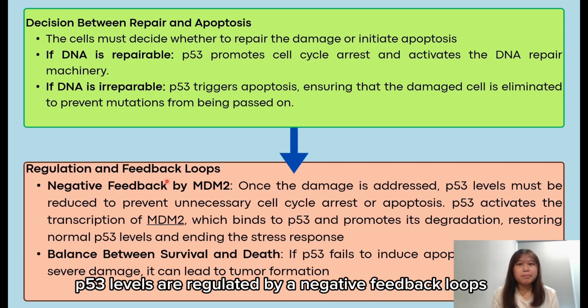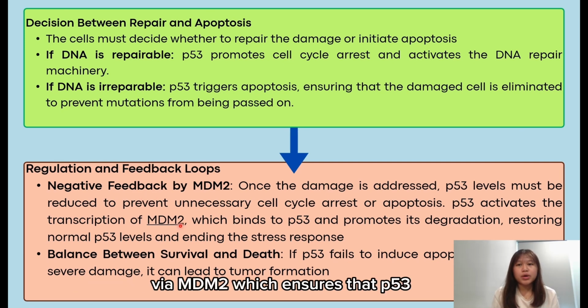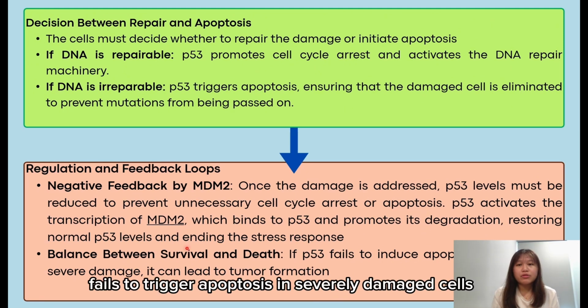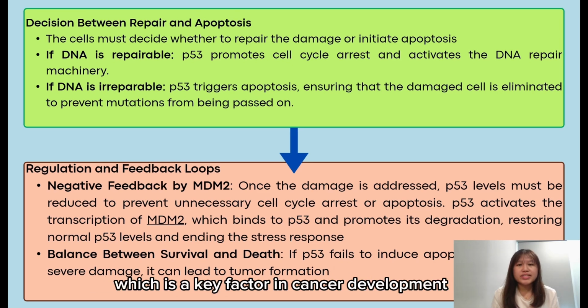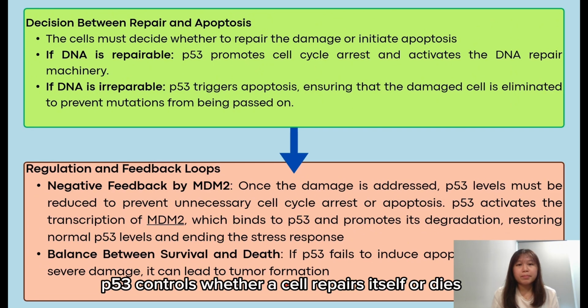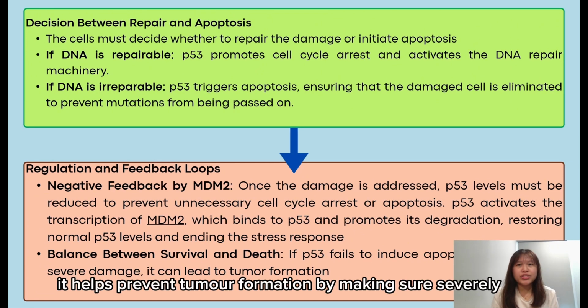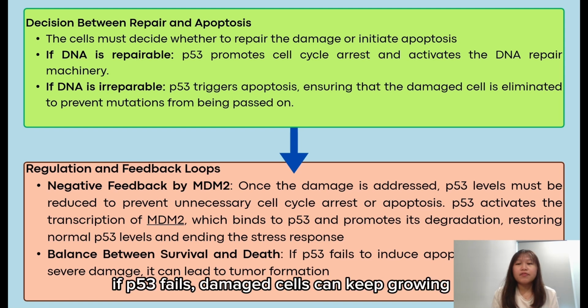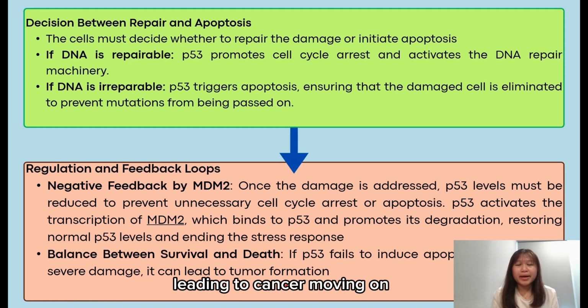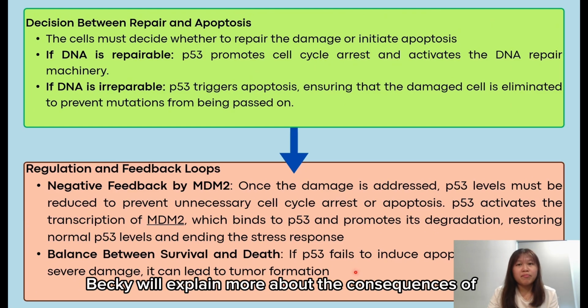p53 levels are regulated by a negative feedback loop via MDM2, which ensures that p53 activity returns to normal once the damage is resolved. However, if p53 fails to trigger apoptosis in severely damaged cells, it can lead to tumor formation, which is a key factor in cancer development. In short, p53 controls whether a cell repairs itself or dies when there's damage. It helps prevent tumor formation by making sure severely damaged cells don't survive. If p53 fails, damaged cells can keep growing, leading to cancer. Moving on, Becky will explain more about the consequences of malfunctions.